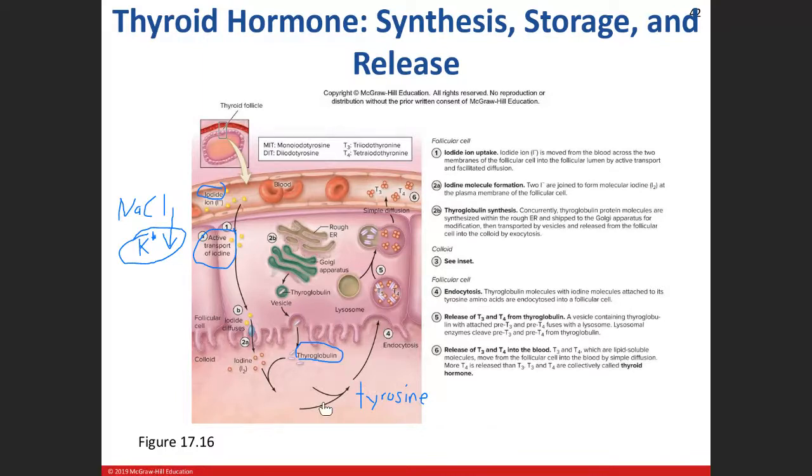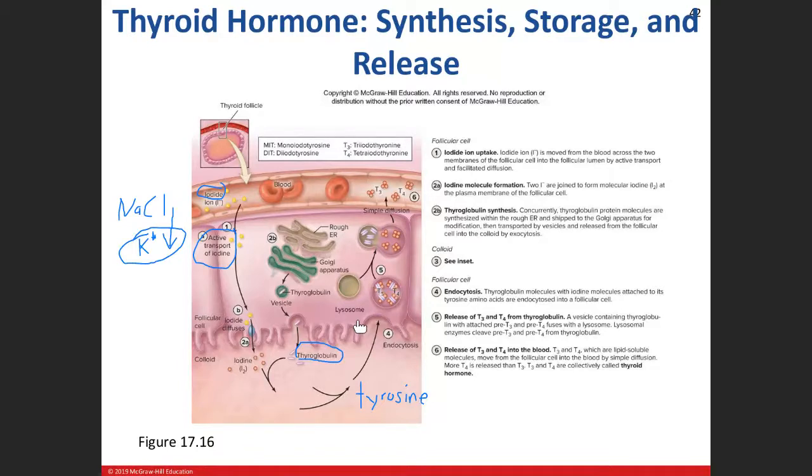So, this is all in the lumen. I'm going to slow down here. This is where we get our colloid from. The colloid is the iodine molecules along with the tyrosine and the thyroglobulin just sitting out there. So what will happen now is the follicular cell will undergo endocytosis. That's when something is outside the cell and the cell wants it, and it shoots these pseudopods around it and pulls it in.